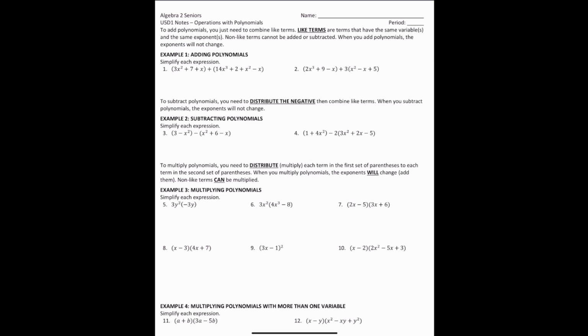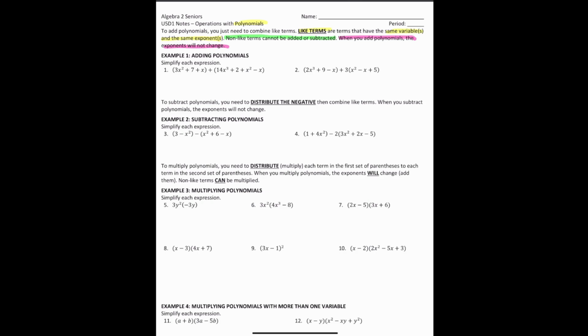Alrighty, so Unit 5 Day 1 is all about operations with polynomials. Now, polynomials are expressions with many terms. So to add polynomials, you just need to combine like terms. Like terms are terms that have the same variables and the same exponents. Non-like terms cannot be added or subtracted. When you add polynomials, the exponents will not change.